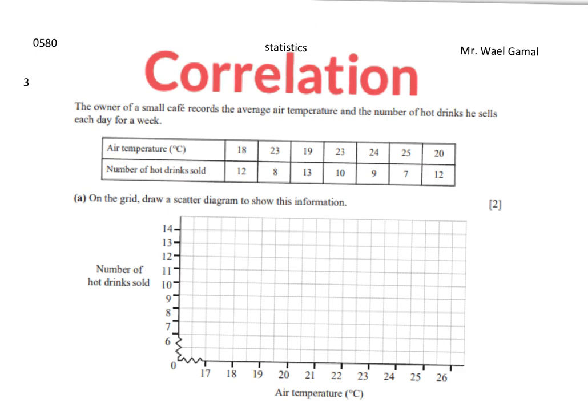The first point, 18 and 12. Go up till 12. So this is the first point. The second point, 23 and 8.